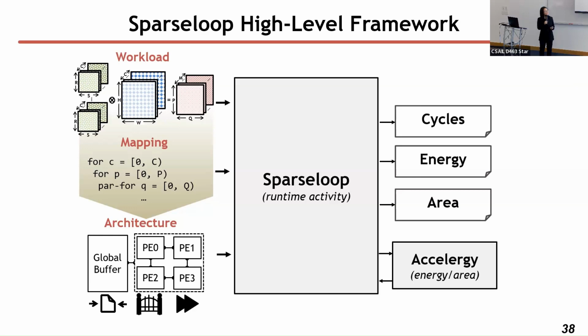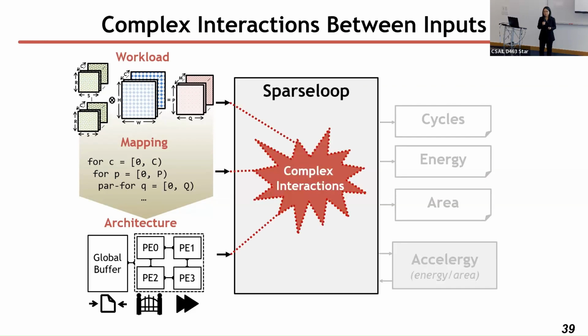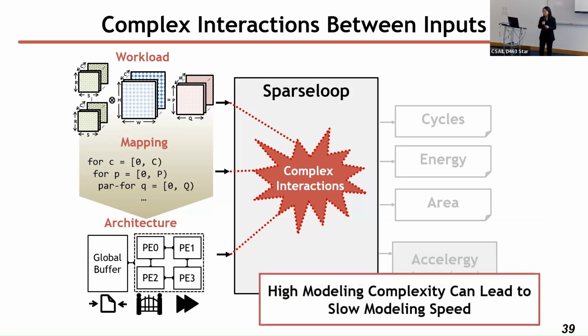So now we have a good understanding of the framework. What are some challenges that we're facing when we are developing the framework? The first very important challenge that we have realized is there are a lot of complex interactions between the inputs to the Sparseloop modeling infrastructure, because each input has a lot of information specified. So if we just naively model all of the interactions simultaneously, it can lead to very high modeling complexity, which will then lead to slow modeling speed. And that's not desirable at all for an early design stage modeling framework.